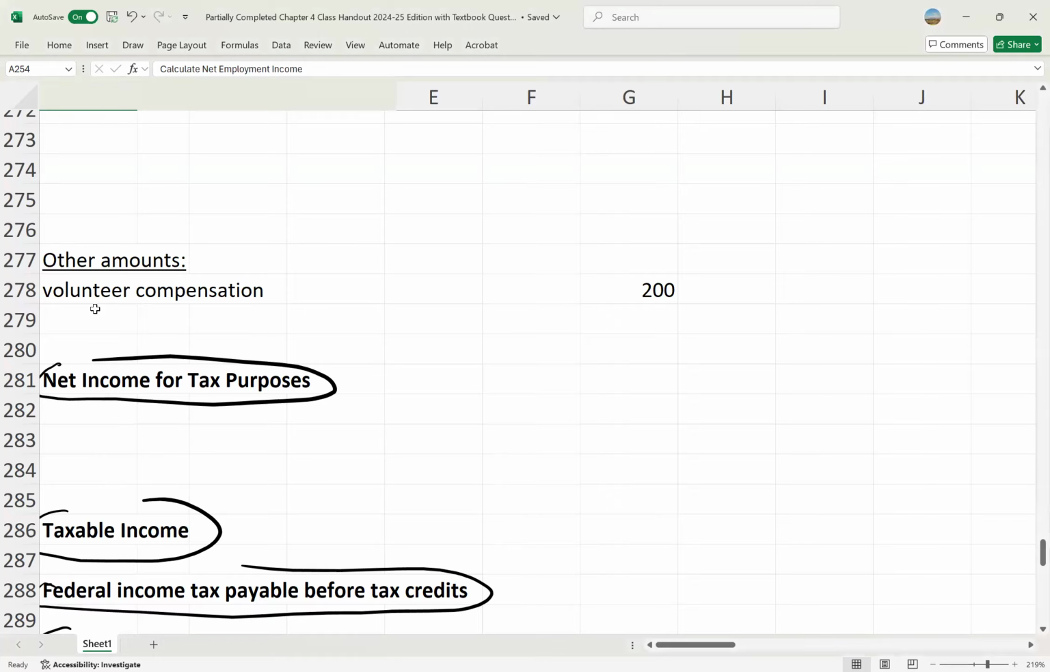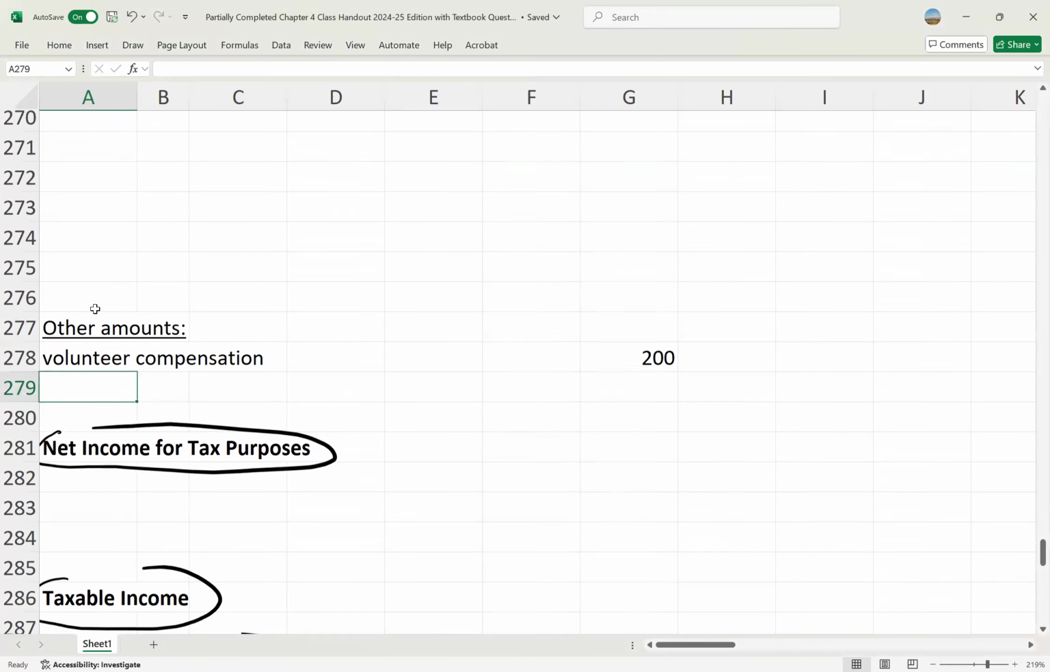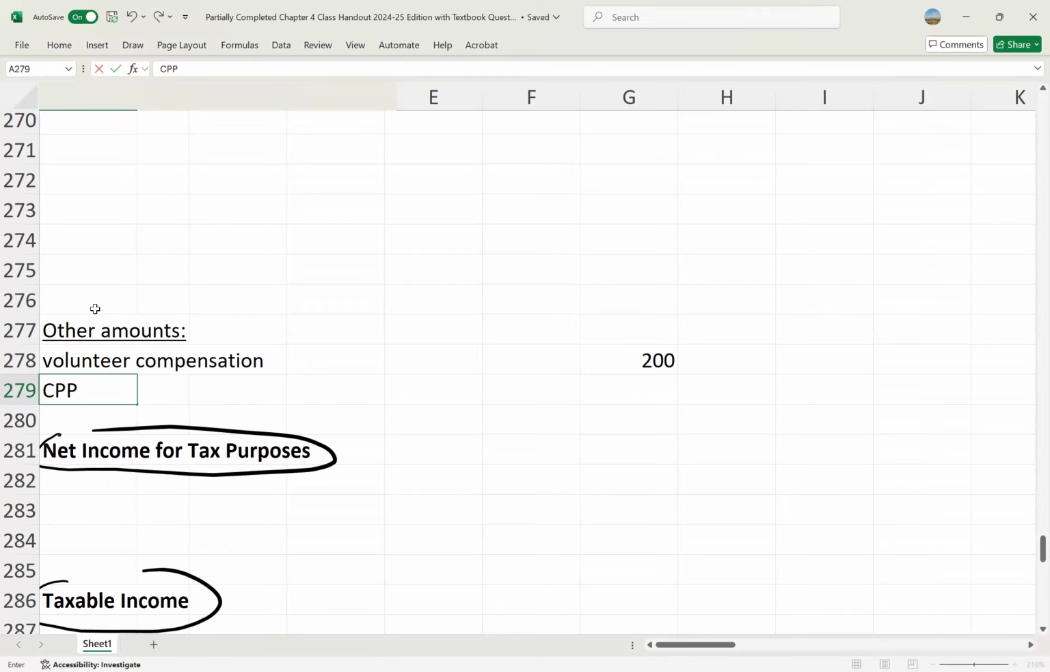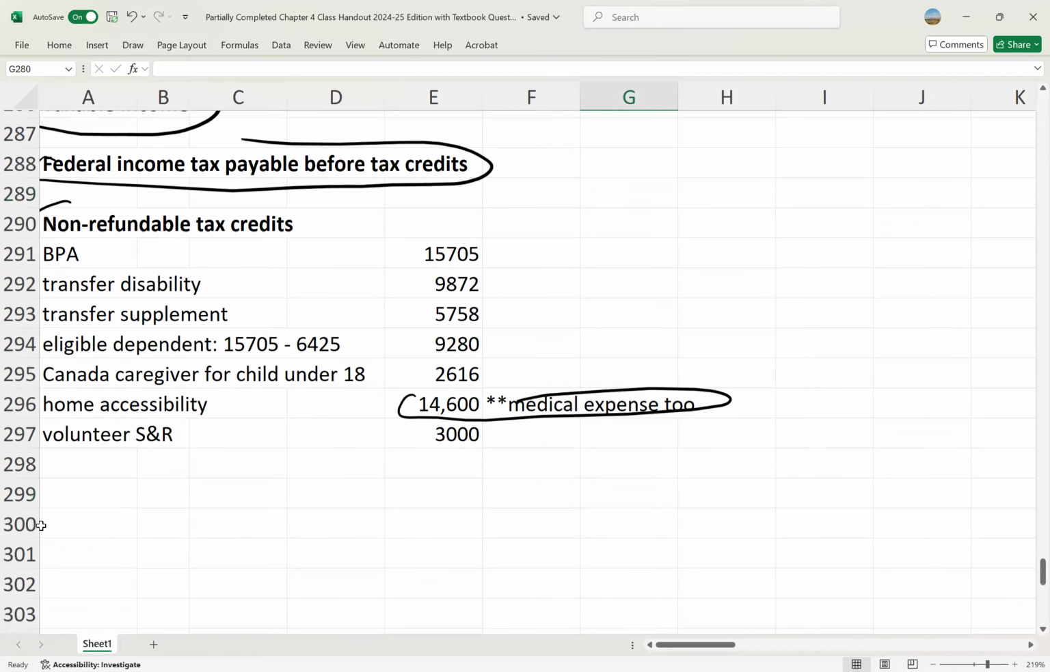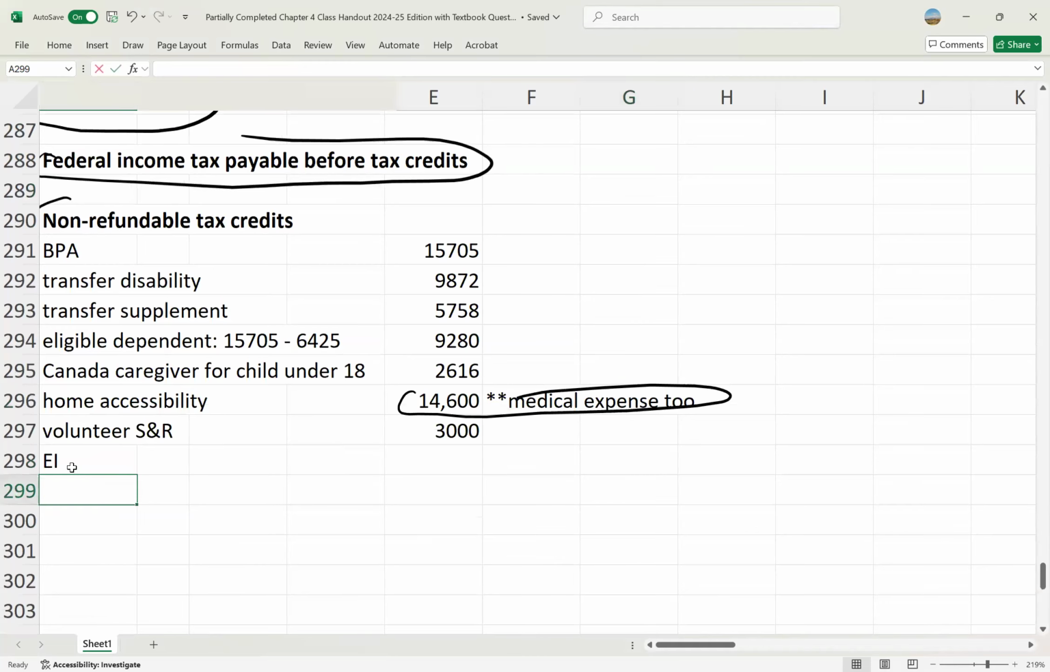So other amounts, remember we're calculating up here net income for tax purposes. So that's the CPP deduction of 838. And then we go down to her non-refundable tax credits. We have EI, CPP, and Canada employment. So maximum EI was 1,049. The maximum tax credit for CPP, the 3218, and then Canada employment 1,433.